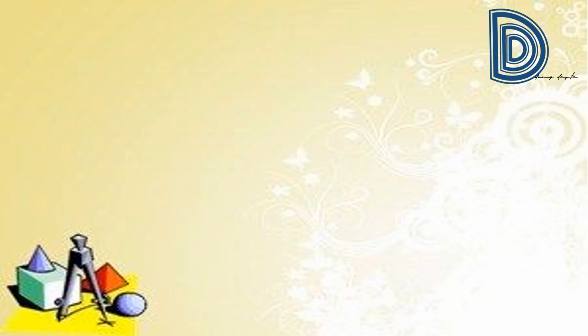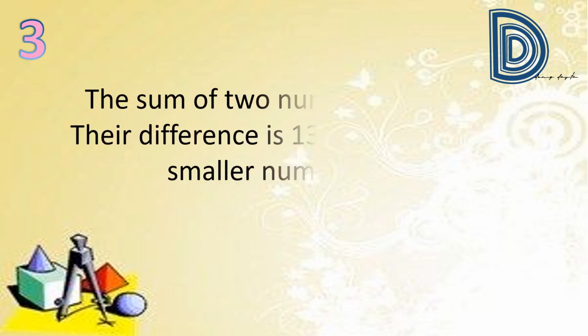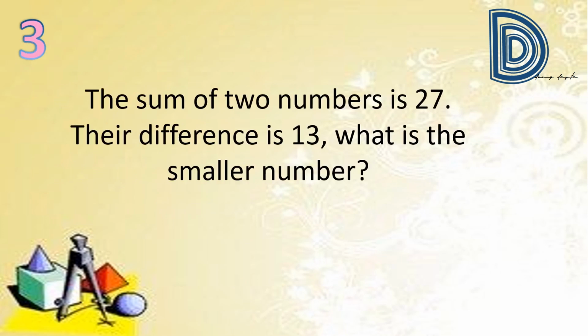Let's proceed. Question number 3. The sum of two numbers is 27. Their difference is 13. What is the smaller number?